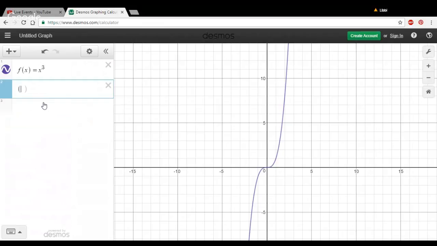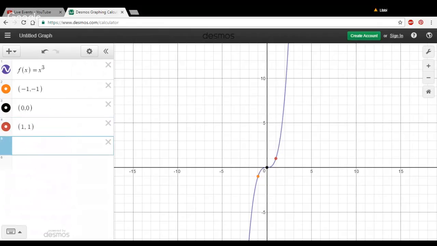So I'm going to pick 3 reference points on this line. -1, -1, then 0, 0 is the second one I'm going to pick, and the third one I'll pick is 1, 1. I know that these reference points are good to use because they lie directly on the x cubed line.